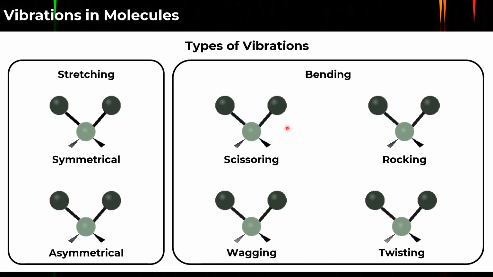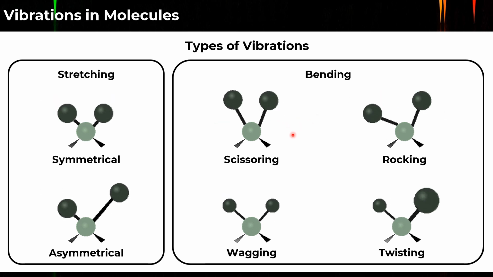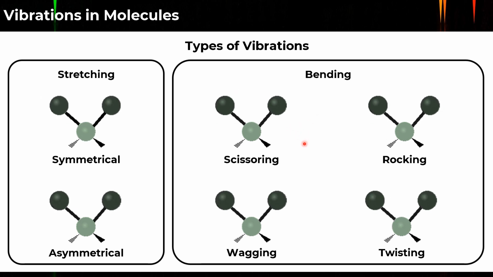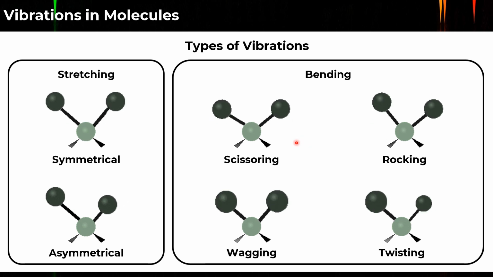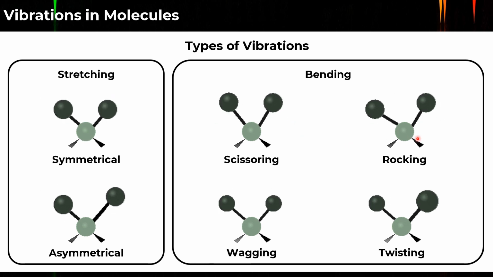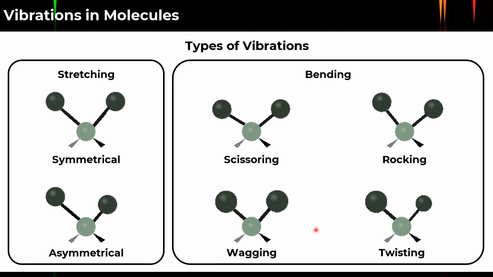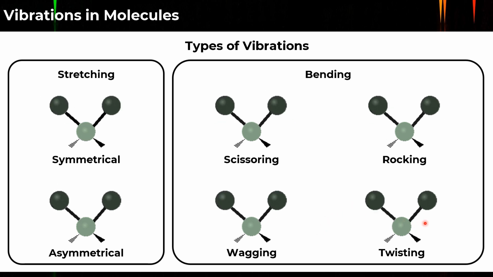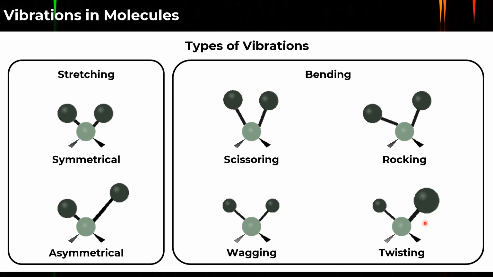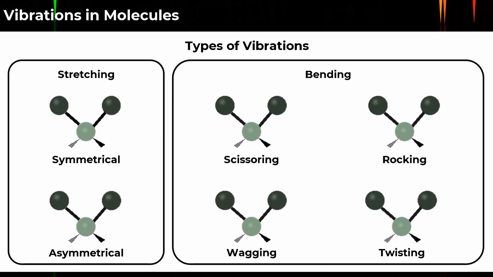Next is bending, which can be categorized into four. Scissoring is when two atoms move toward and away from each other. Rocking is when two atoms act like a pendulum on a clock. Wagging is when two attached atoms move from side to side, and twisting causes a change in the angle between the planes of two groups of atoms.